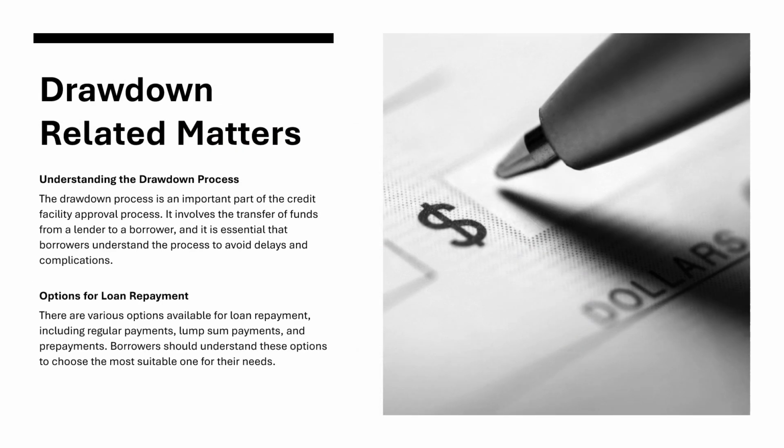Drawdown related matters. Understanding the drawdown process. The drawdown process is an important part of the credit facility approval process. It involves the transfer of funds from a lender to a borrower, and it is essential that borrowers understand the process to avoid delays and complications.